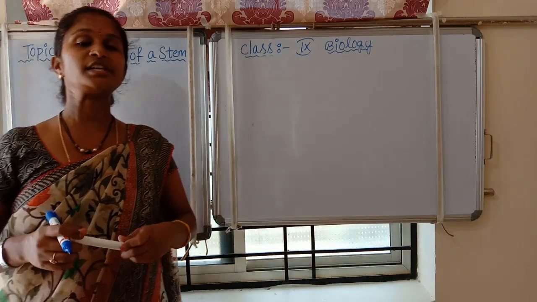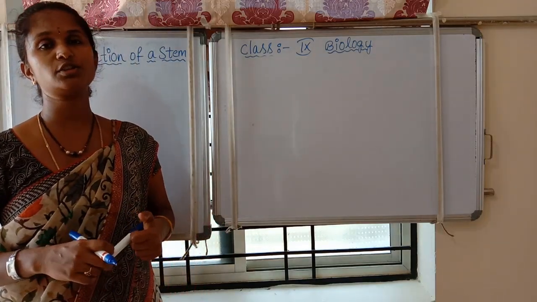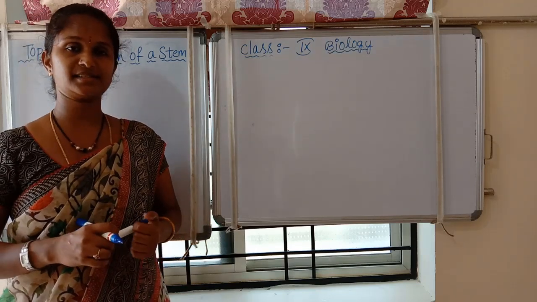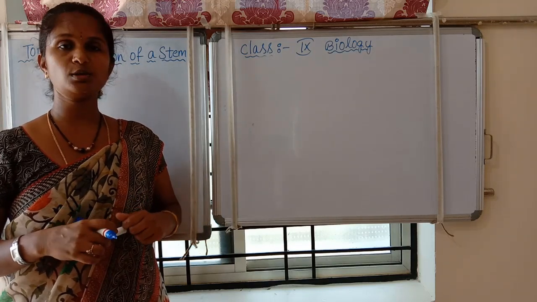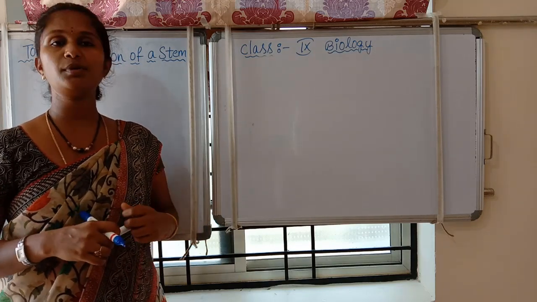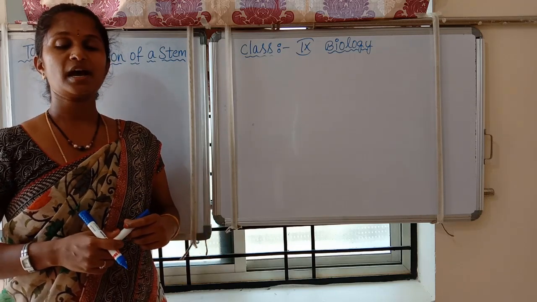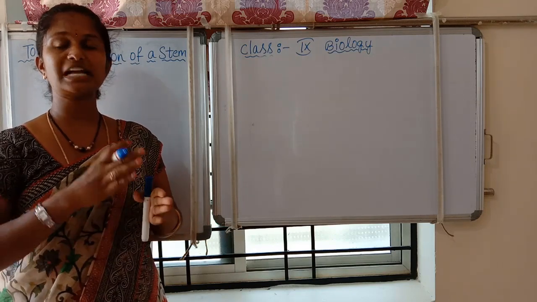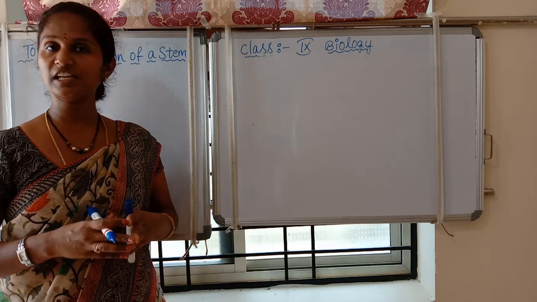Good morning students. Welcome to biology class. In today's session we are going to continue the topic of tissues. In the last class we already discussed the permanent tissue and we did the activity also. With the help of the stem of table rows we did the activity, and the cross section and transverse section of a stem we did, and I drew the diagrams roughly in the last class.